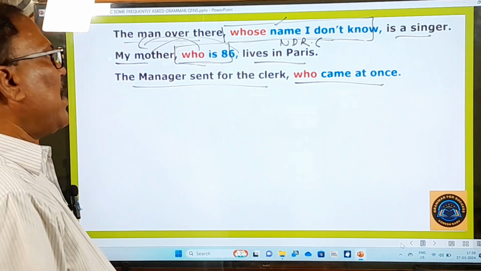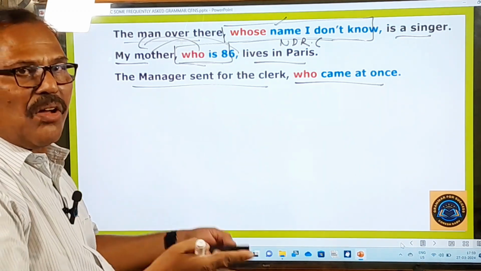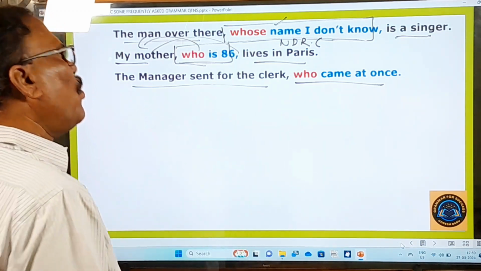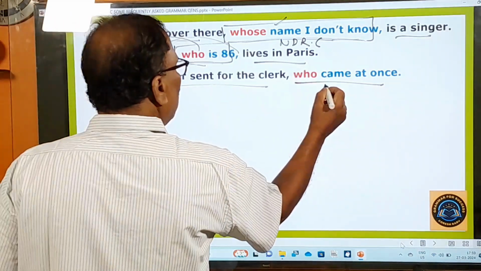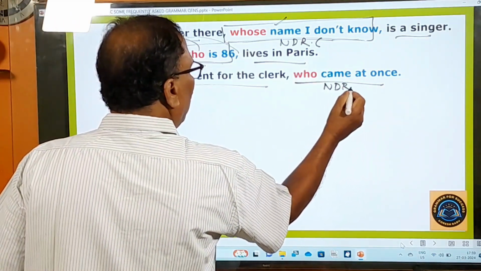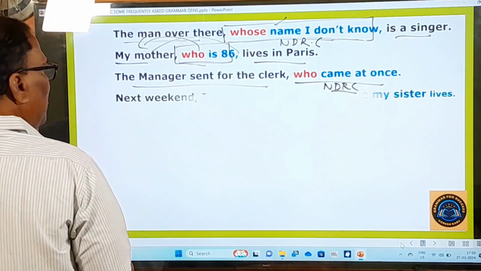That's enough. Who came at once. Whether you say it or not, that doesn't make any big difference here. Who came at once? Why? So this is a non-defining relative clause, right?